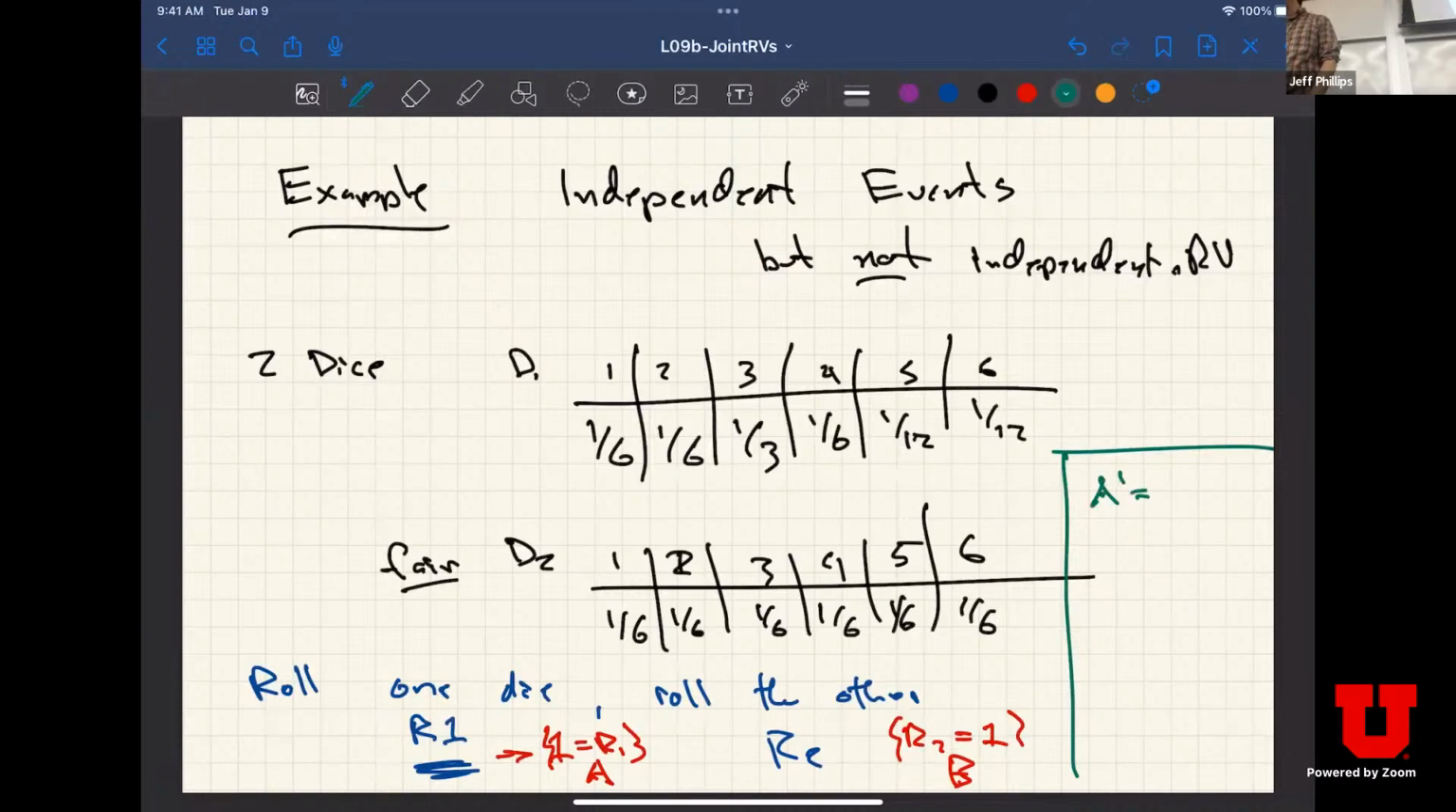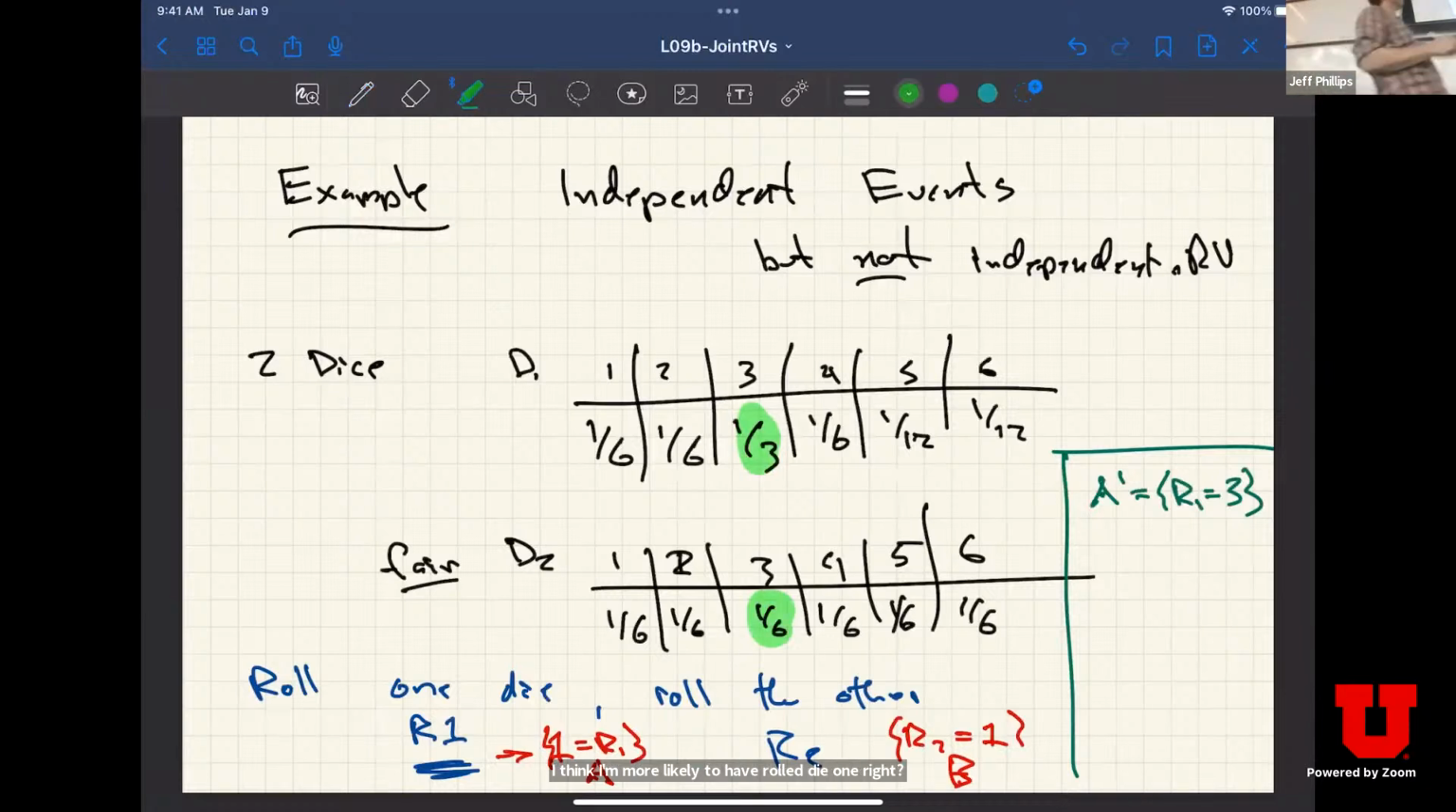So let's say A prime is R1 equals 3. If R1 is equal to 3, am I more likely to have rolled die 1 or die 2? I think I'm more likely to have rolled die 1, because given that the outcome was 3, I probably rolled die 1, which had a 1/3 chance of getting a 3. So I've learned something about which die I've thrown. So roll 2 is more likely to be from die 2.